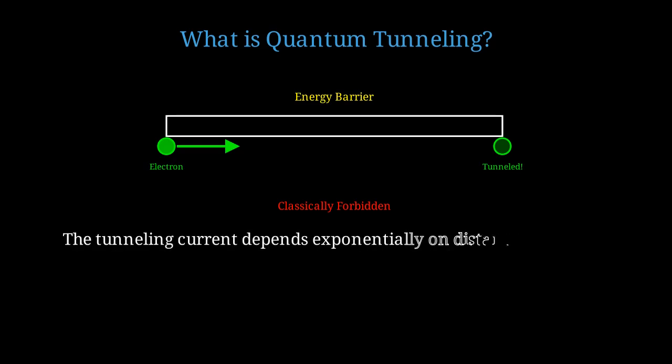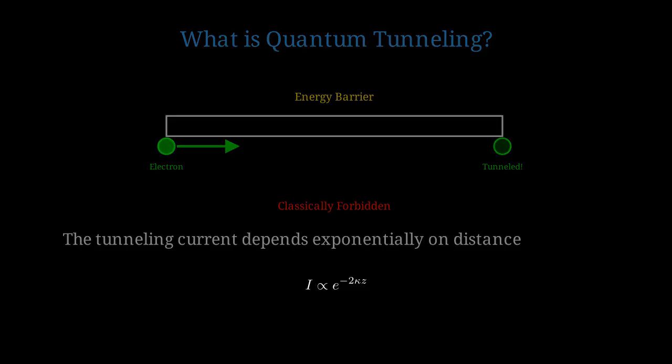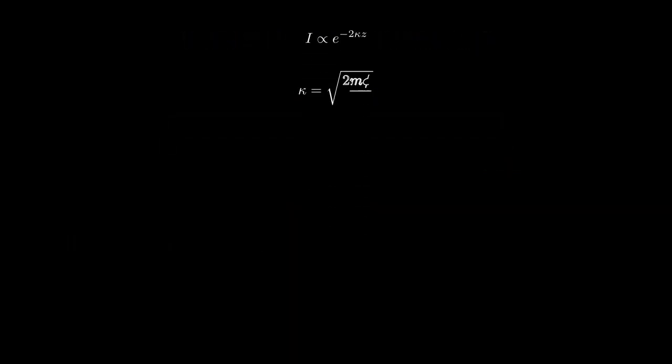The tunneling current I is proportional to the exponential of -2 kappa times the distance z, where kappa is related to the barrier height and the work function of the material. The current is proportional to e to the -2 kappa z. This exponential dependence is the key to atomic resolution. Kappa equals the square root of 2 m phi over h bar squared, where phi is the work function and m is the electron mass.